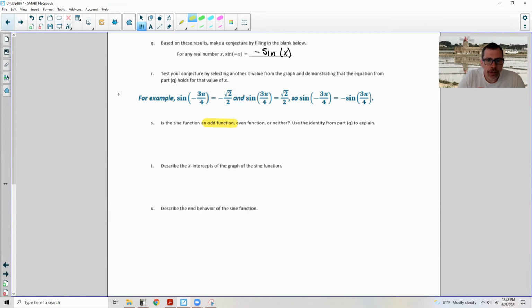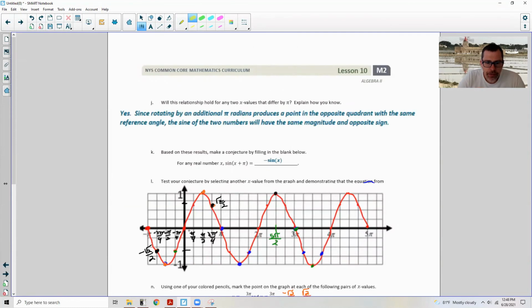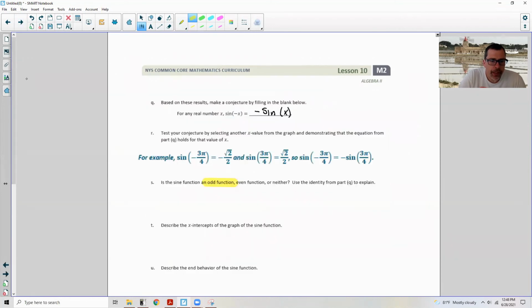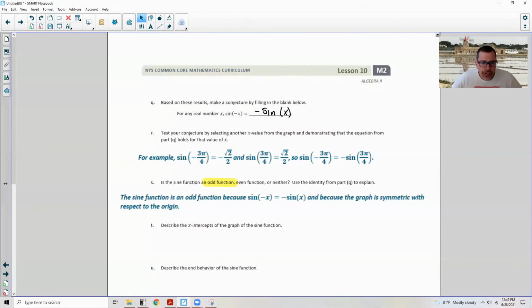And the other way to tell is if it is reflected across the origin. Okay, so this point here would reflect over to here. This point here would reflect across the origin down to here. This point here would reflect across the origin to there. Okay, that is an odd function. So here it is in work. The sine function is an odd function because the sine of negative x equals the negative sine of x, and because the graph is symmetric with respect to the origin.